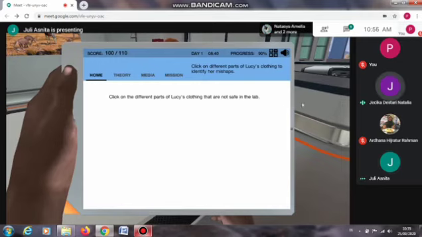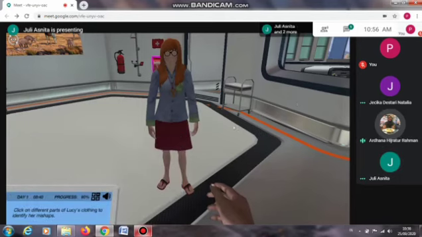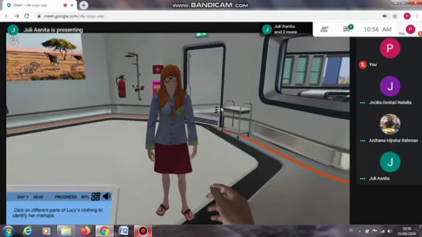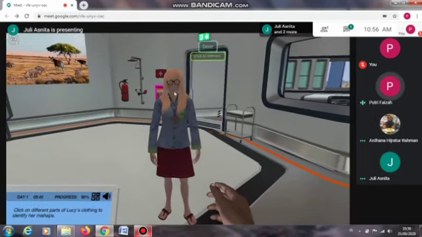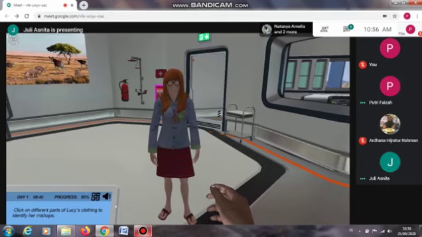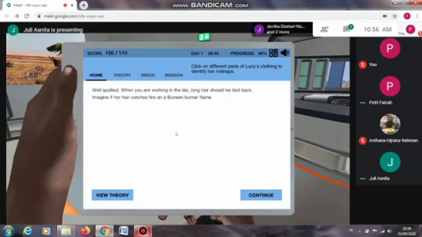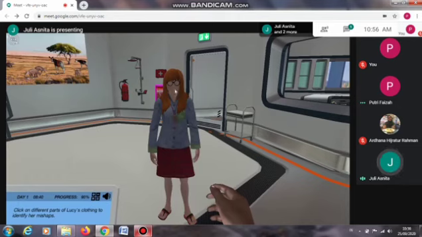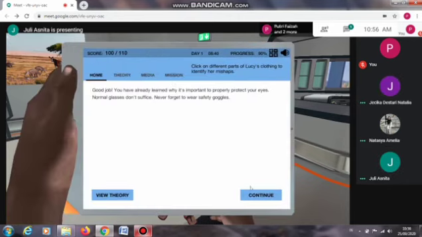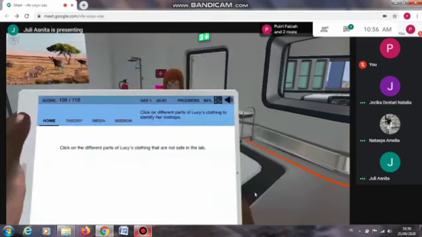Bagian mana aja nih yang dia perlu pakai pengamanan? Ayo kita cek lagi. Kita cek dari atas ya. Rambut. When you are working in the lab, long hair should be tied back. Imagine if her hair catches fire on a Bunsen burner flame. Selanjutnya, kacamatanya. Good job. You have already learned why properly.